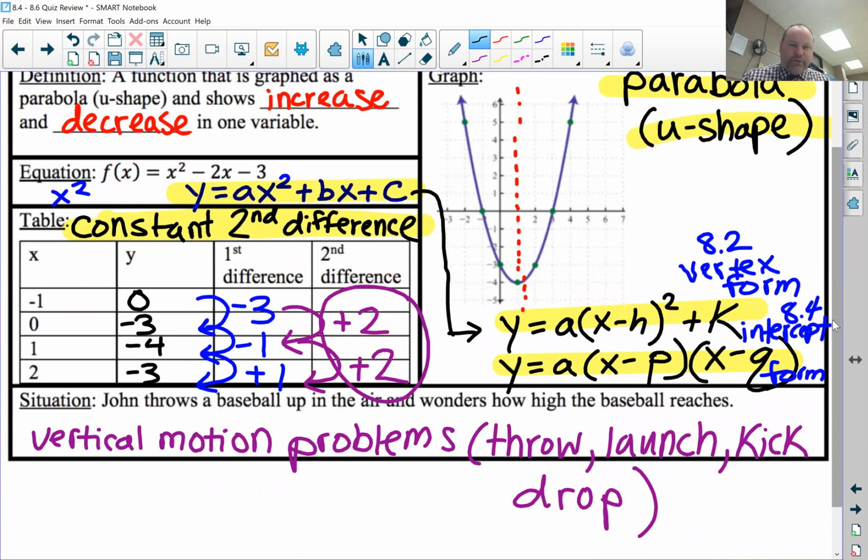Situations that can be modeled with quadratic equations and graphs and tables would be our vertical motion problems. When something is being thrown or launched or kicked or dropped, all of those things are going to have a quadratic model and a parabolic shape.